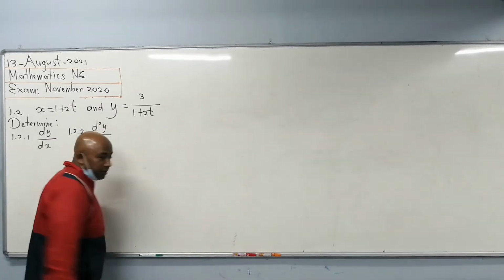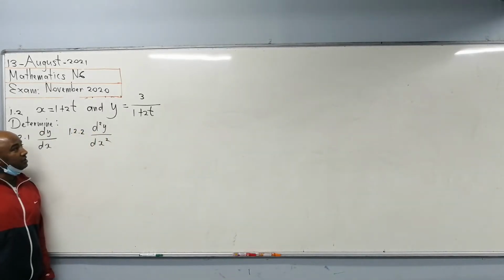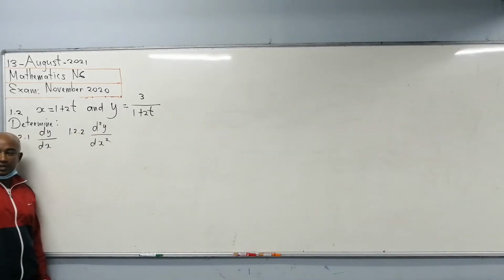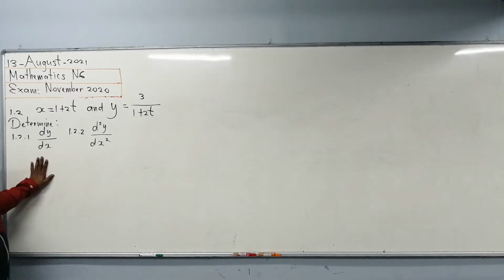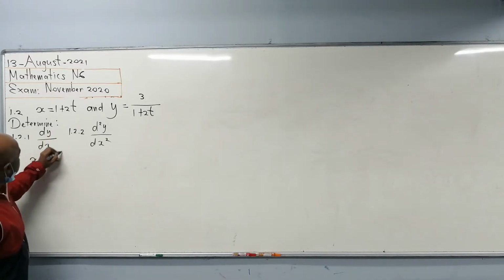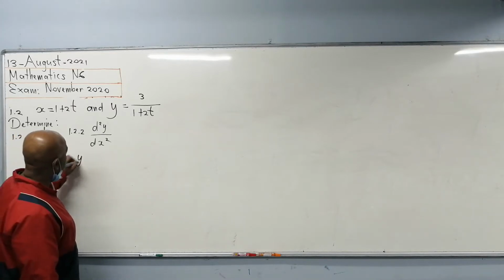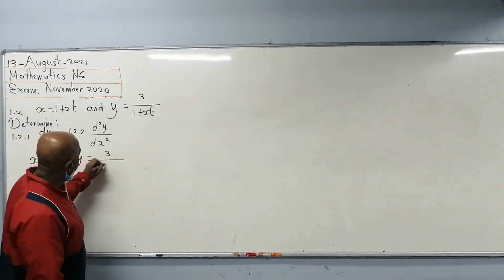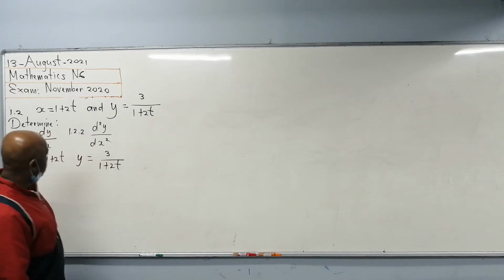Our next question, 1.2. This is a parametric equation. We encountered them also in chapter 6 under arc length, even surface area examples too. Right, so now let's deal with this. We want to find dy over dx, but we have x is equal to 1 plus 2t, y is equal to 3 all over 1 plus 2t.